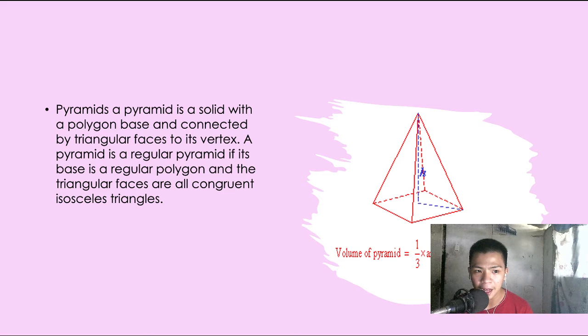So next slide is a pyramid. A pyramid is a solid with a polygon base and connected by triangular faces to a vertex. A pyramid is a regular pyramid if its base is a regular polygon and the triangular faces are congruent isosceles triangles. So it's called a regular pyramid. Take a look at the picture and you see the volume of pyramid. The volume of pyramid is 1/3 times area of base times height. So next slide.